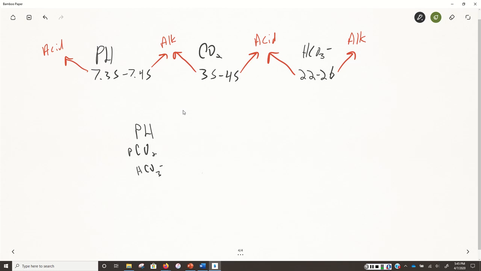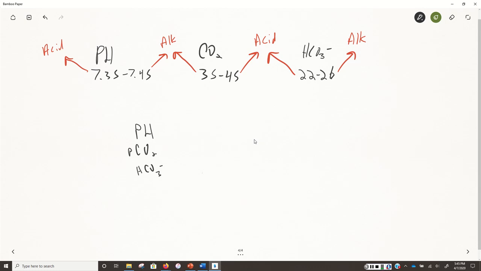Once you've written them in that order, alternate the words acid, alkaline, acid, alkaline in the spaces. And it has to be in this order for this to work, because once you get this, it's going to do all the work for you. Now, draw an arrow to each of those words. And what that tells you is anything with a pH less than 7.35 is acidic. Anything with a pH greater than 7.45 is alkaline. With CO2, anything less than 35 is alkaline. Anything greater than 45 is acidic. Bicarbonate, anything less than 22 is acidic. Anything greater than 26 is alkaline.